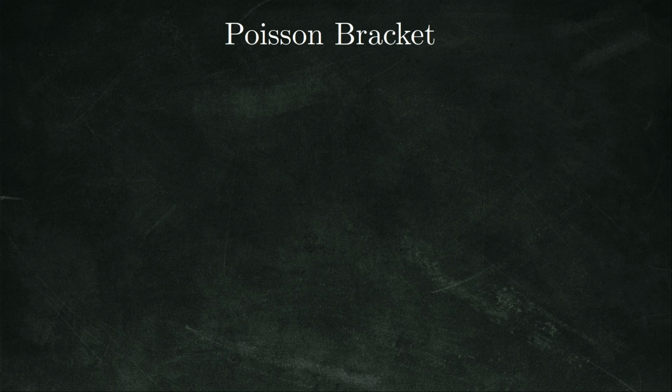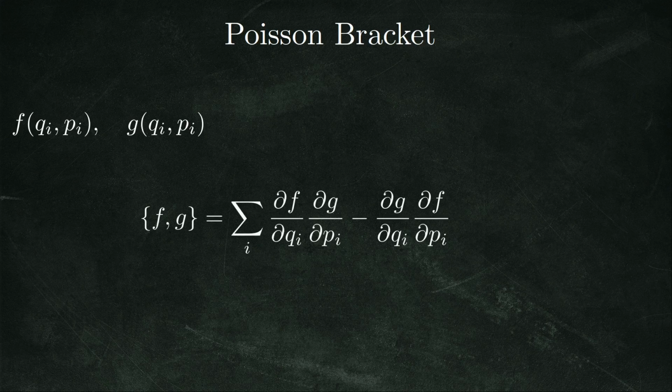So what is the definition of a Poisson bracket? If we have any two functions of the coordinates and the generalized momenta, then the Poisson bracket of f and g is given on screen.